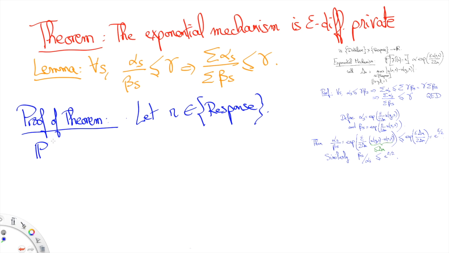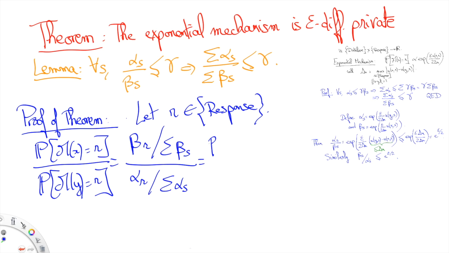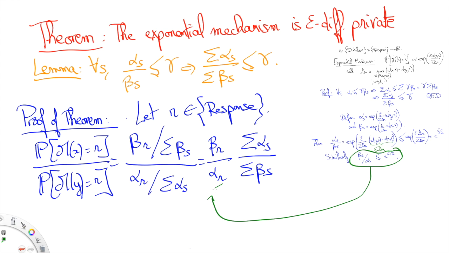If you take the ratio of the probability that m of x is equal to R by the probability of m of y being equal to R, this is going to be equal to beta R divided by the sum of the beta s divided by alpha R divided by the sum of the alpha s. And this is equal to beta R divided by alpha R times the ratio between the sum of the alpha s by the sum of the beta s. Now, using the bounds we found earlier, we know that beta R divided by alpha R is at most e to the epsilon divided by 2.